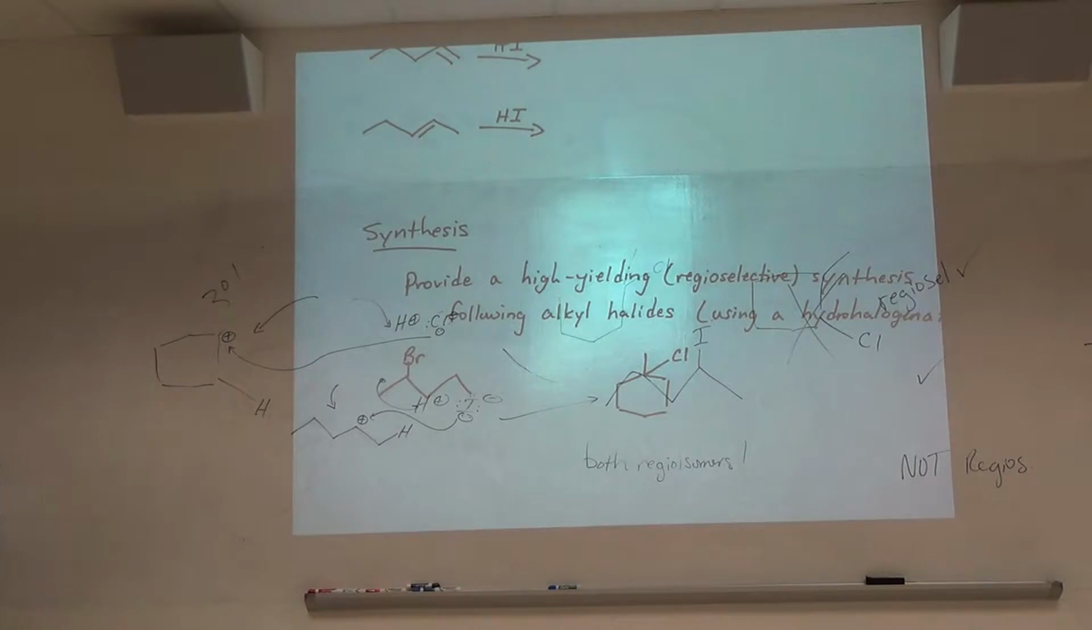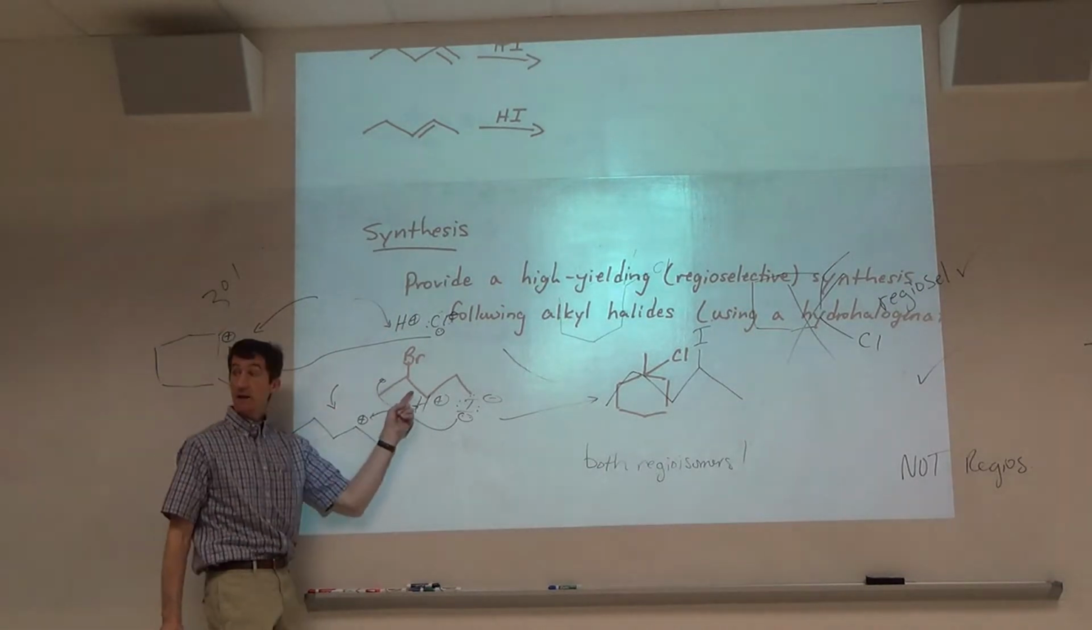HBr reacting with what? An alkene. Okay? Alkenes react with HX to give alkyl halides. That's sort of your starting point. And you'll do plenty of reactions in organic chemistry, so you've got to be able to organize your thoughts and what you're doing.